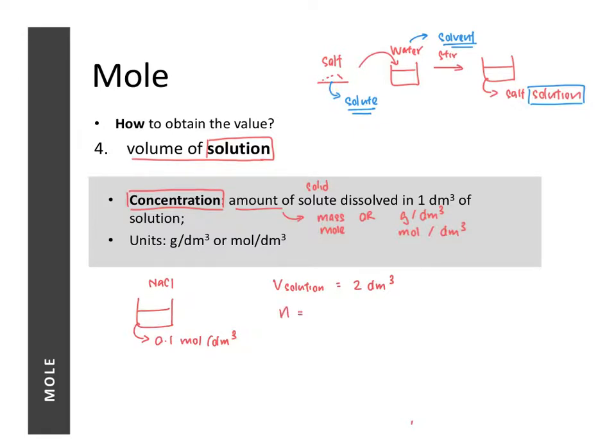I can take 0.1 times 2, which is essentially the concentration, which I'm going to represent with the symbol C, times volume. From there we can construct a relationship between number of moles, concentration and volume as follows. Number of moles equals concentration times volume. So in the event where we need to find concentration, it equals number of moles divided by volume.